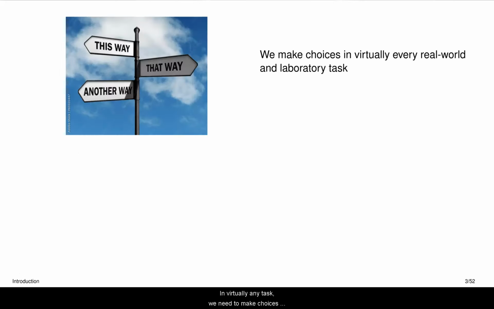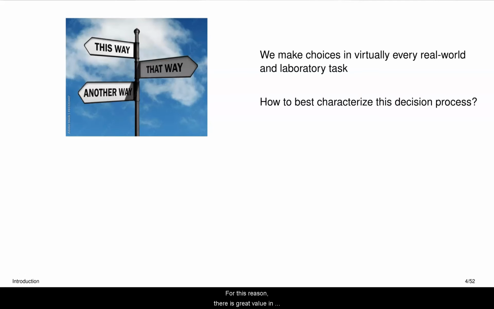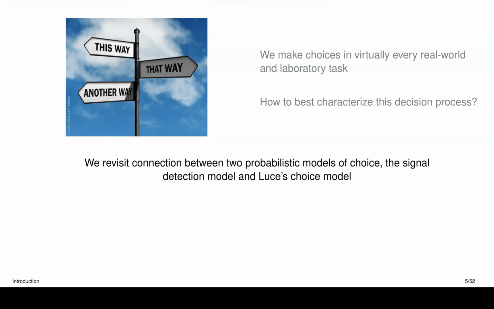In virtually any task, we need to make choices between different alternatives, and for this reason there is great value in determining the type of quantitative model that best captures this decision process. In this talk, we focus on two prominent probabilistic models of choice, a model based on Thurstone's law of comparative judgment, which is instantiated with contemporary signal detection models, and a model based on Luce's choice axiom, of which the well-known softmax model is a special case.